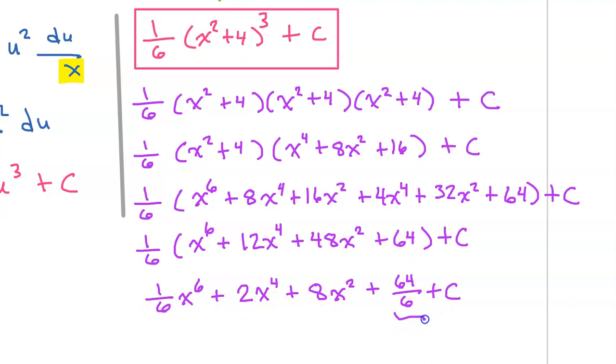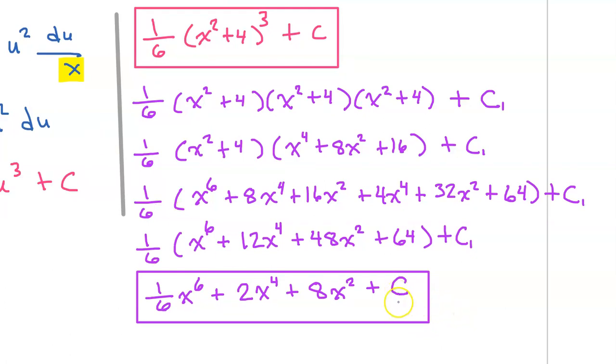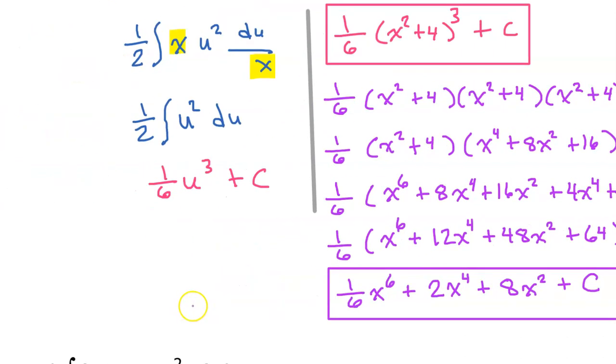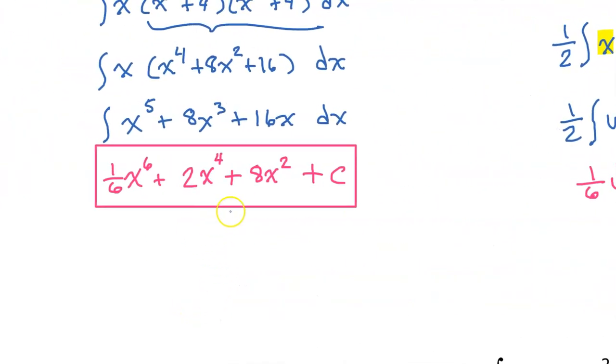Notice here at the end that 64 divided by 6 is a constant, and a constant plus a constant is just another constant. So I really can just replace this with c. Technically, this is a different c than before, so I should call all the other c's something slightly different like c1. But anyway, you end up with this. Now let's compare with what we got the first time, and you see that it is exactly the same.